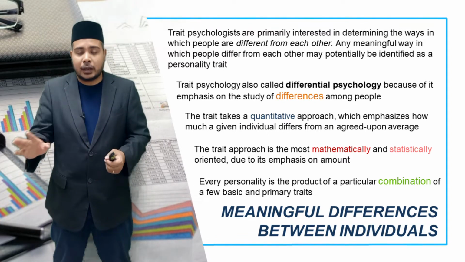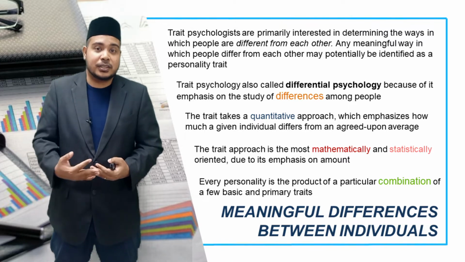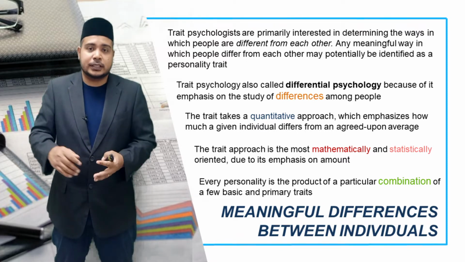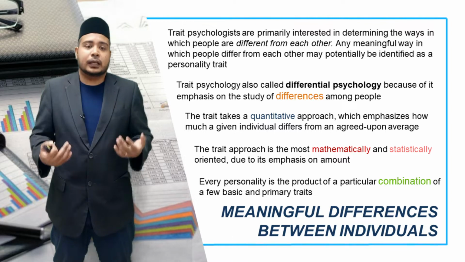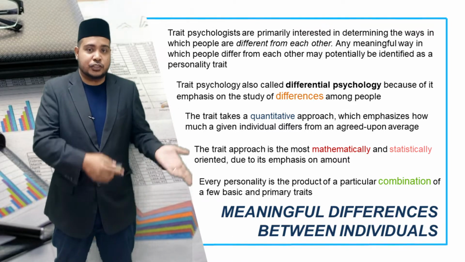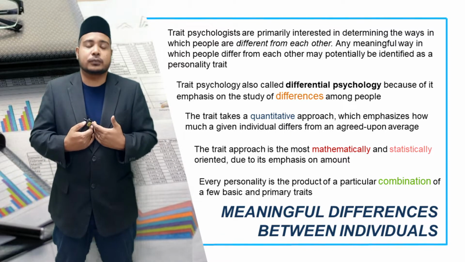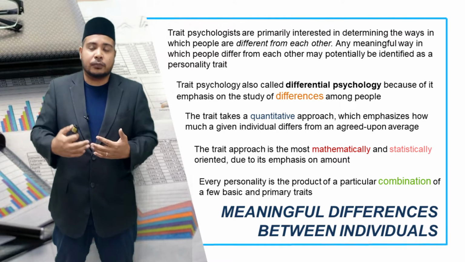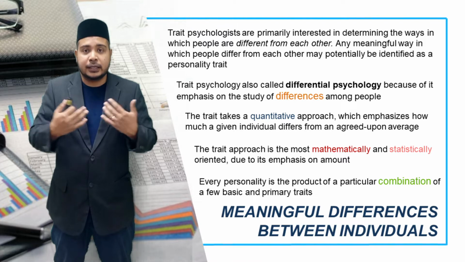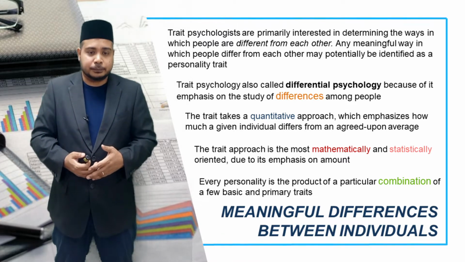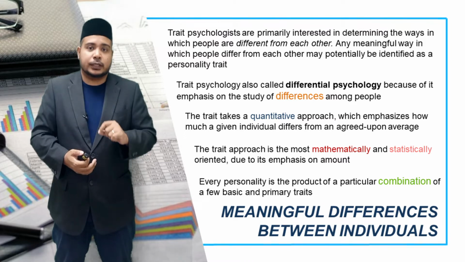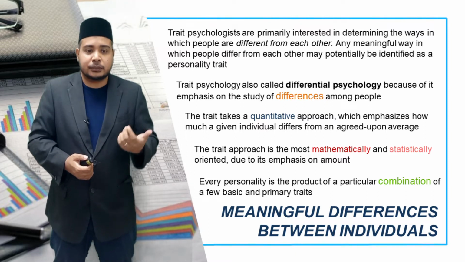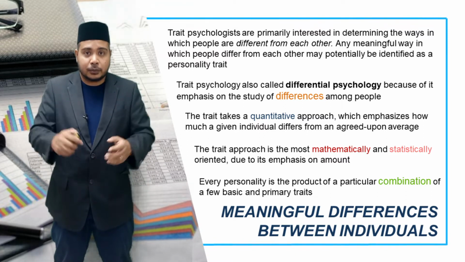Okay, say for example, on average, aggression level, if we can measure aggression levels, say for example, on average people have 60. Okay, the level of aggression is 60. Say for example, I am aggressive, and then personality trait researchers want to look at my aggressiveness level, and they will measure and compare my score to the average score of other people. Okay, whether I am higher than average or lower than average. Okay, the trait approach mostly focuses on mathematical or statistically oriented research due to its emphasis on the amount, okay, the number.